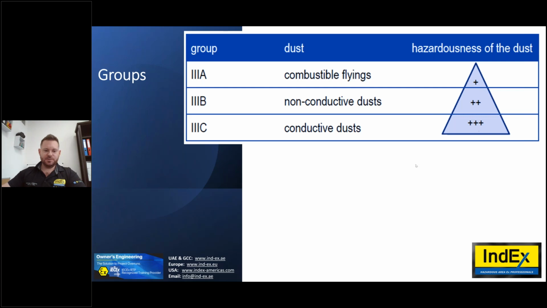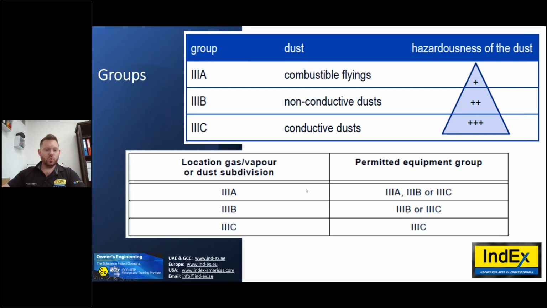So when we consider where the equipment is located, if it's a IIIA hazardous area for dusts, then all IIIA, IIIB, and IIIC equipment are acceptable. While in a dust area that is defined as IIIC, only IIIC equipment is suitable.